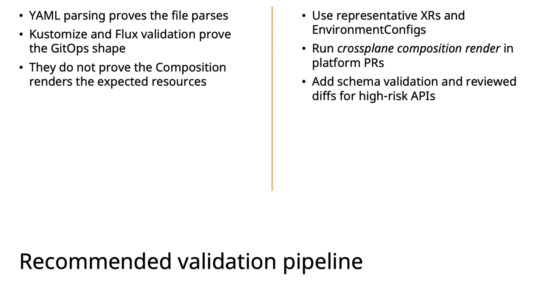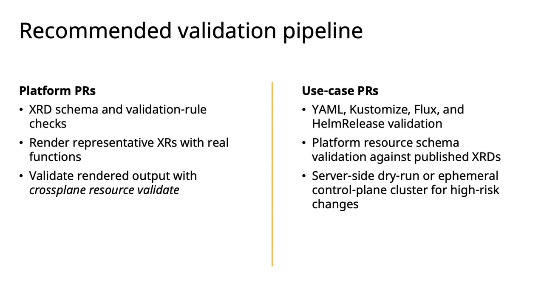I'll skip a little bit to our recommendations. So for platform PRs, we validate the custom resource definitions, the composite resource definitions. We render everything with real functions. We use Crossplane resource validate. And at the end, in the use case PR, we do the same. So we also have a 4-layer principle where we validate that Flux, the GitOps layer, is healthy. We validate the Crossplane resources. At the end, we do the server-side dry run on the cluster to see if the resources will be provisioned.